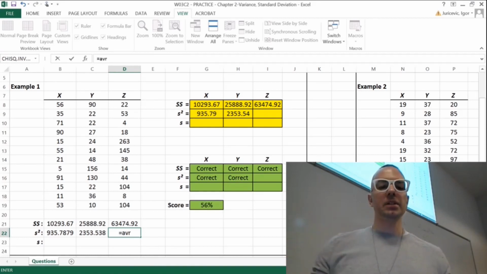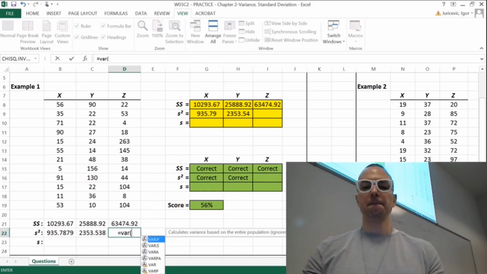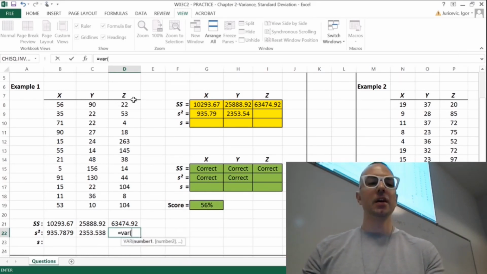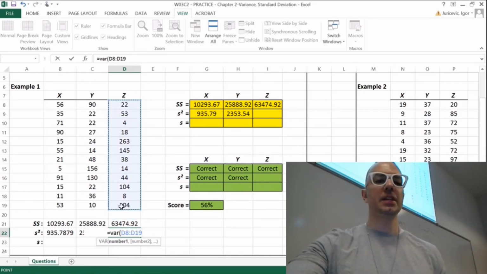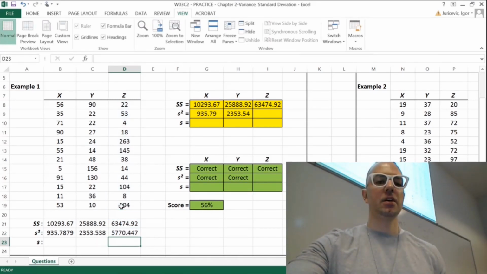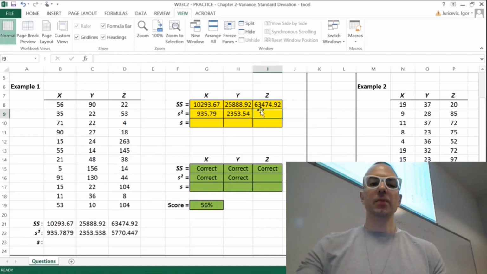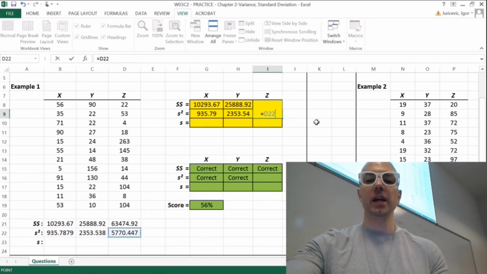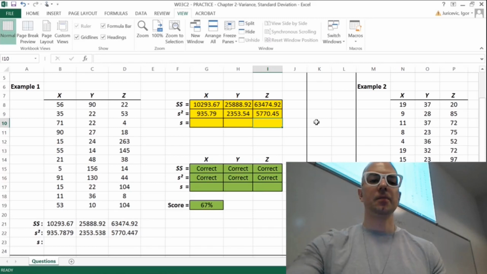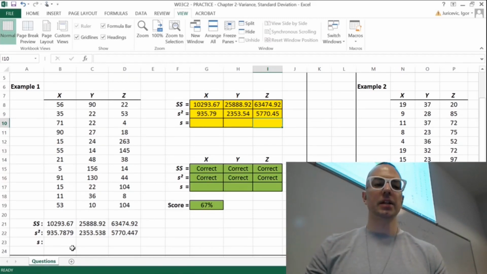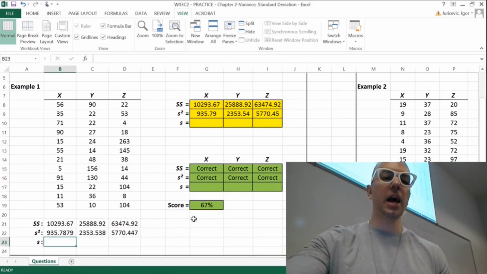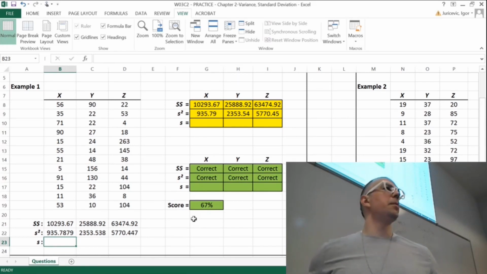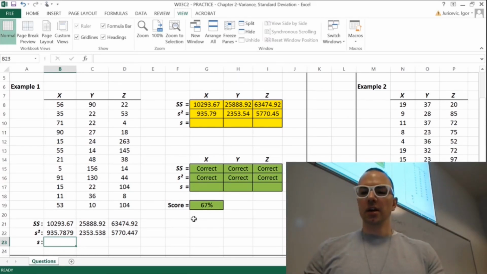So one more time, sample variance equals var, be able to type it one day. Equals var, open your parentheses, highlight your cells, close those parentheses. We hit enter, pop that into your answer cell using the equals function, and we got that one correct as well. All right, last one. We want sample standard deviation.